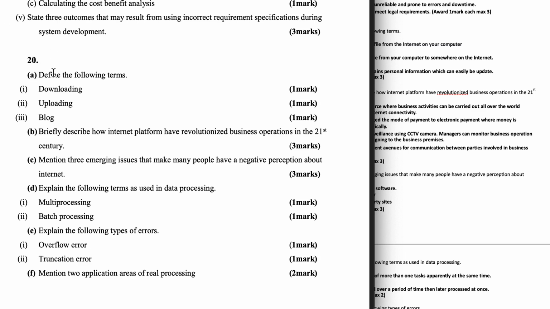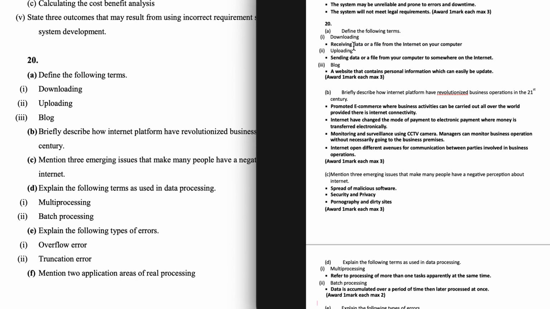Question 20. Define the following terms. Downloading. Receiving data or a file from the internet on your computer. Uploading. Sending data or a file from your computer to somewhere on the internet. Blog. A website that contains personal information which can easily be updated.